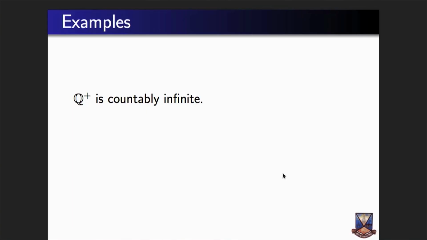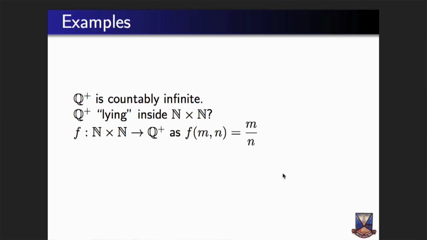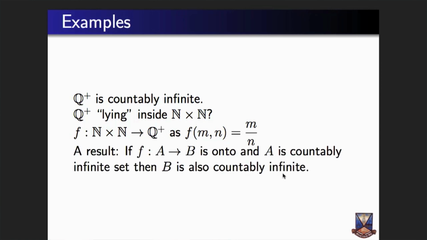So if you take any rational number, can you see that it is lying inside a set N cross N? Yes, it is going to lie in the set N cross N, and so using this fact, let us define a function f from N cross N to Q plus as f of (m, n) equal to m upon n. One can now prove that this function is onto, and one can use the following result which will declare that Q plus is countably infinite.